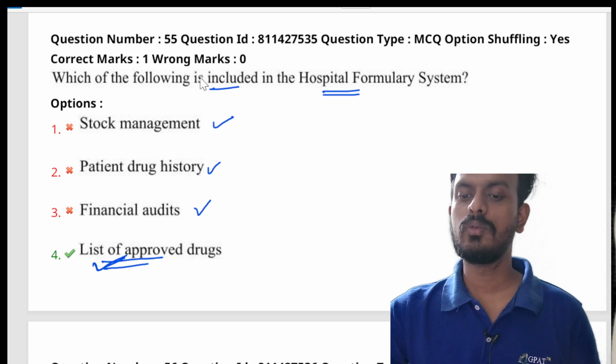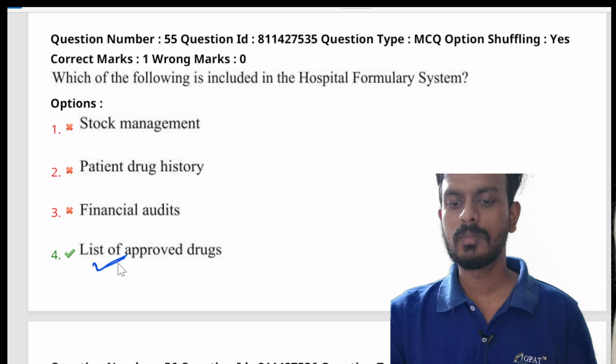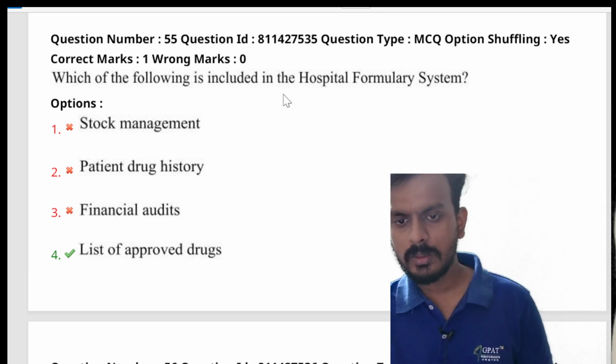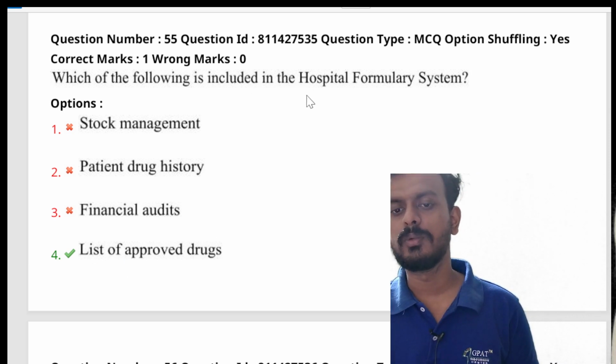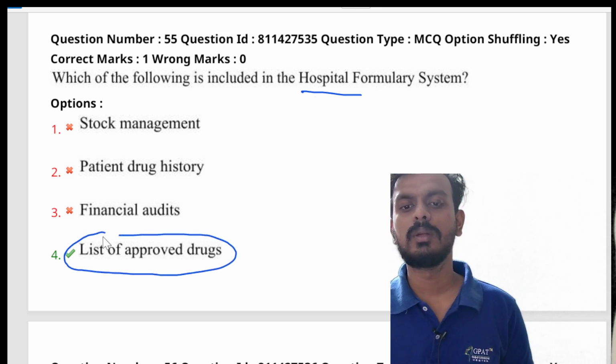Okay, the question is about which of the following is included in the hospital formulary system. Sorry, so the question is, which of the following is included in the hospital formulary system. So if your question is about included, that is basically the list of the approved drugs that will be included.